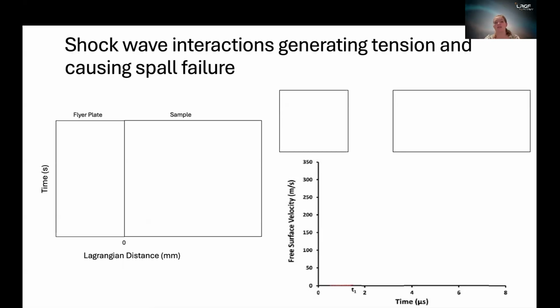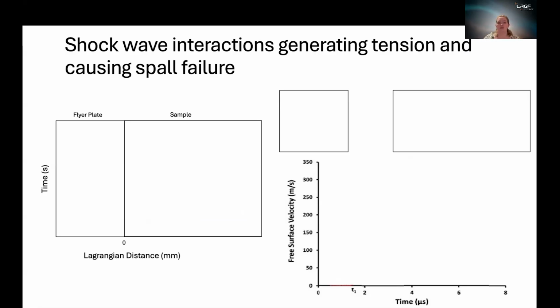And in the bottom right is an example of a free surface velocity profile. This is the velocity profile that we can collect from the PDV that we have analyzing the particles on the back surface. Essentially, we're measuring the velocity of the particles on the back surface of our sample so that we can see how the shock wave is propagating through the material.